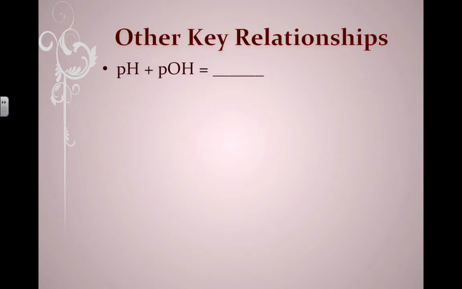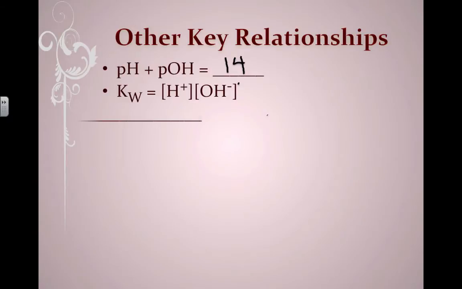One simple tool to remember is that the pH and the pOH will always add up to a total of 14. Kw is equal to the product of hydrogen ions times hydroxide ions. So when we multiply those, we'll always get 1 times 10 to the negative 14.